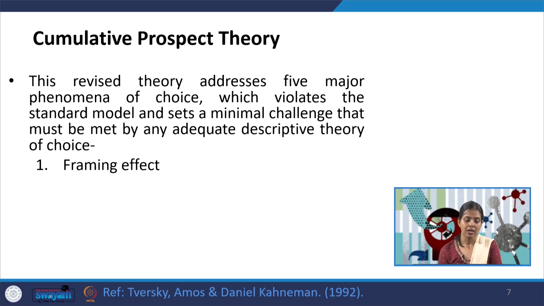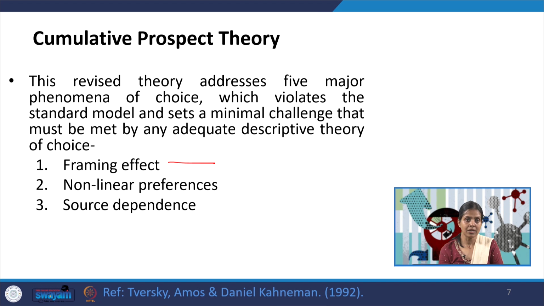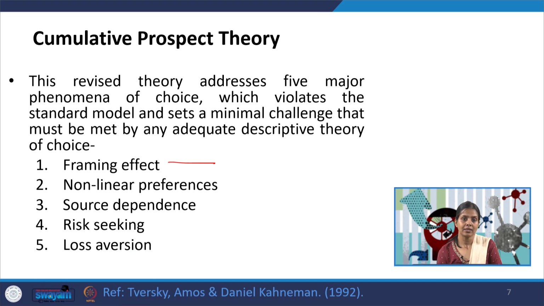First one is framing effect. Now, I just need to tell you that I am going to talk about 5 major phenomena, but it is not that all of them are not addressed in the prospect theory or the initial theory. For example, framing effect was addressed in the original or initial prospect theory. Then we talk about nonlinear preferences. This is something which the cumulative prospect theory offers as an improvement. Source dependence is another factor which is offered as an improvement. Risk seeking was there in the original prospect theory as well. And then we have loss aversion, which was also addressed in the original prospect theory.